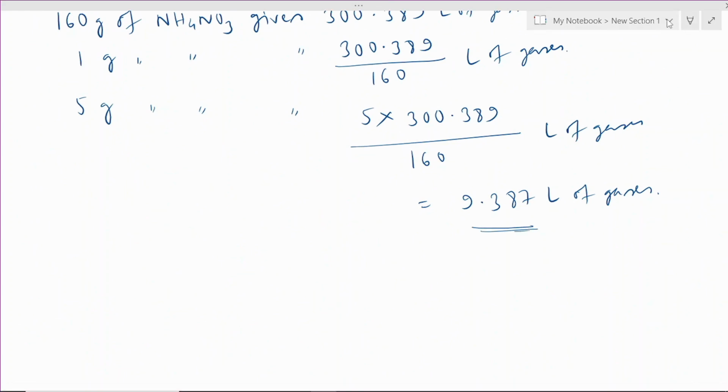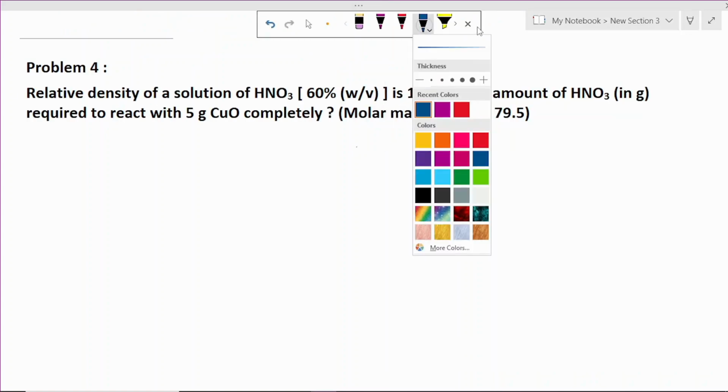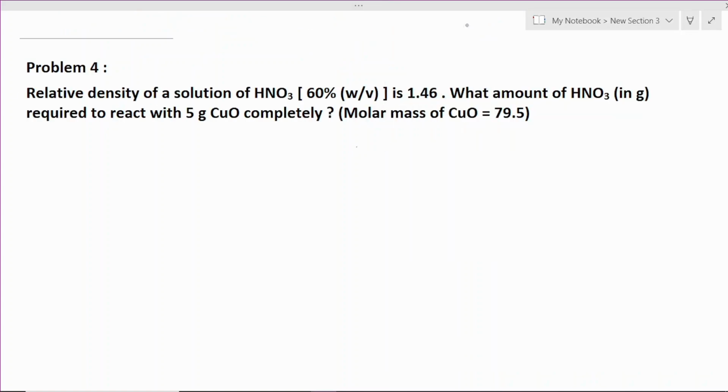So we move on to the next problem. So problem 4 tells the relative density of a solution of nitric acid, that is 60% weight by volume, is 1.46, and we have to calculate the required weight of nitric acid in grams to react with 5 gram of cupric oxide.